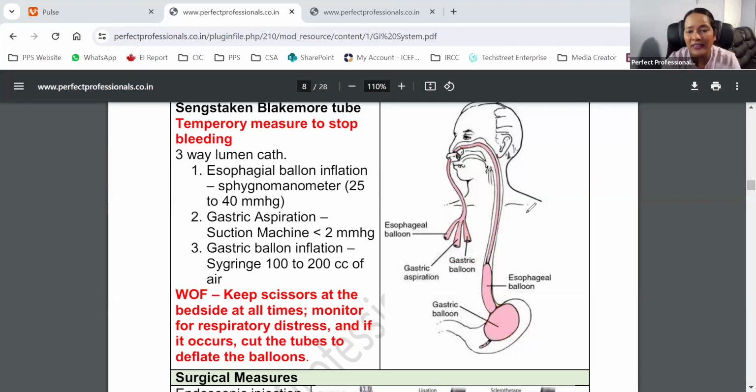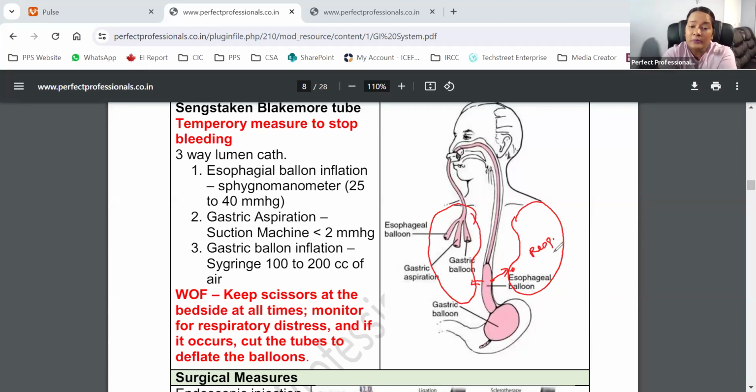What complications will they have? They may have respiratory distress. Why will this respiratory distress be there? The esophageal balloon may press on the lungs, so that's why the patient may have respiratory distress.